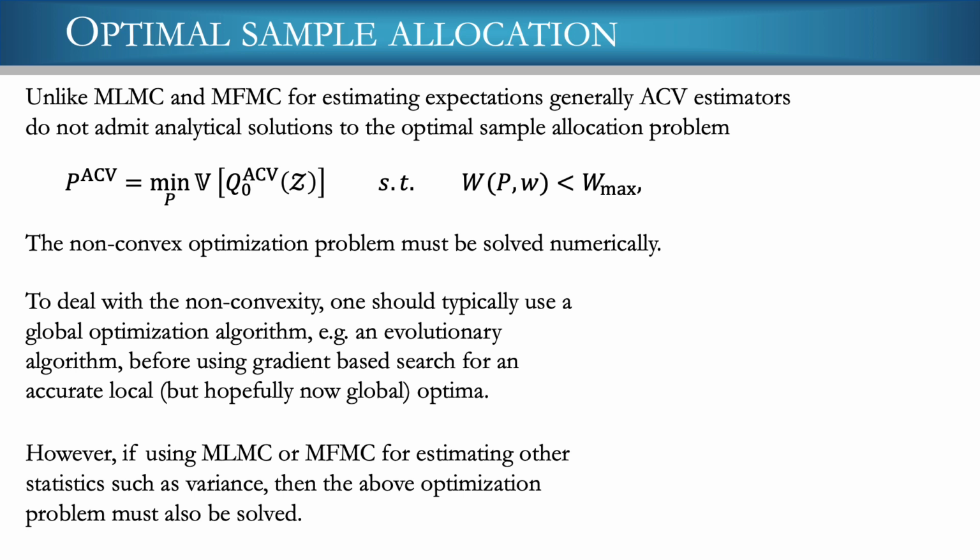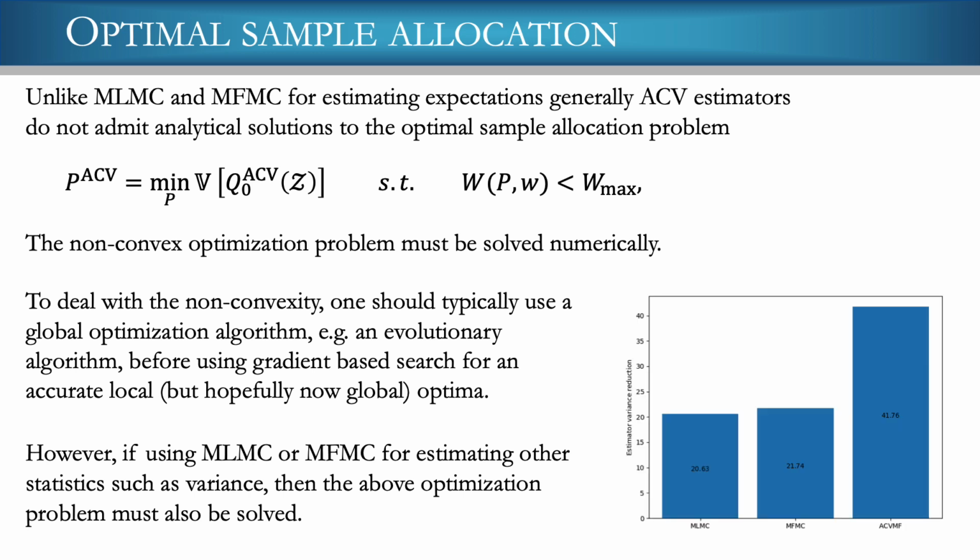However, in some cases the optimal sample allocation can be computed analytically. For example, in previous tutorials, I introduced the analytical optimal solutions for MLMC and MFMC when estimating the mean of a high-fidelity model. However, note that if MLMC or MFMC are used to estimate statistics other than the mean, for example variance, then the optimal solution again must be obtained numerically.